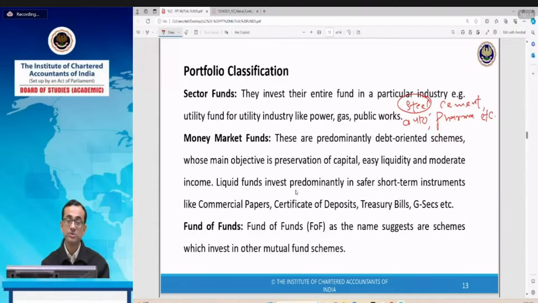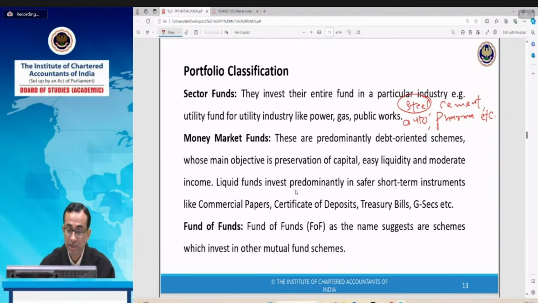But if the mutual fund industry or a particular mutual fund is actually confident about investing in a particular sector, it can invest into it. And it also depends upon the psychology of the investor, whether he wants to take more risk. If he wants to take more risk, he will get more return. And if he wants to play safe, then his return will be less.